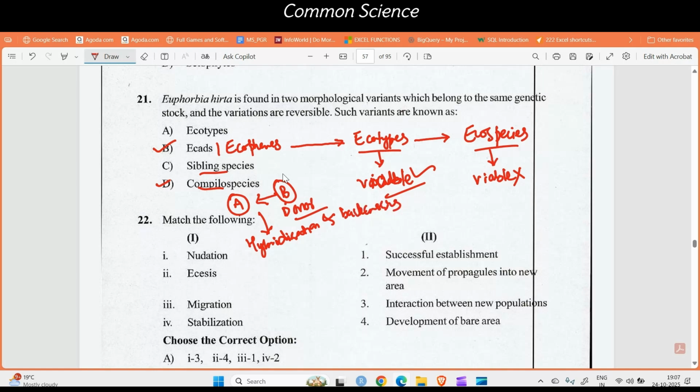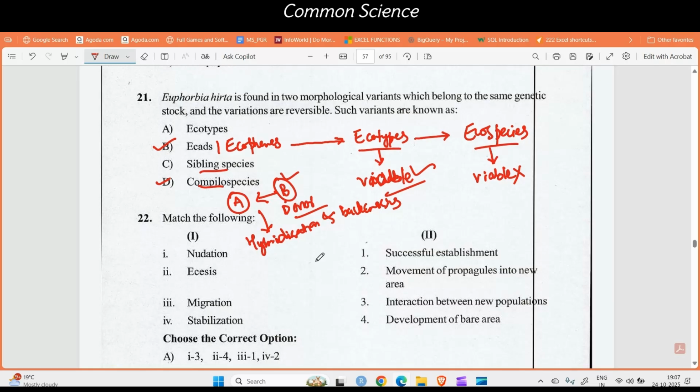This donor species will lose its genetic advantage, will lose its genetic material, and could even become extinct. So, compilospecies are a very, very important concept, so it could come in the next examination. Okay, I hope it's making sense.